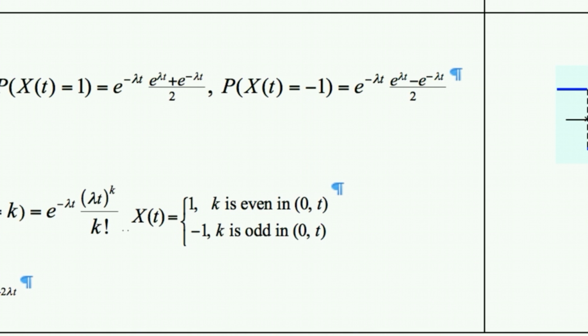The second order properties, the definition P of n of T1, T2 is equal to K, where the probability itself is equal to e to the minus lambda t, lambda t to the k over k factorial, and the fact that x of t is equal to plus 1 when k is even on the interval 0 to t, or x of t is equal to minus 1 when k is odd in the interval 0 to t. The mean for the process n of t is equal to the expected value of x of t, which is equal to e to the minus 2 lambda t.